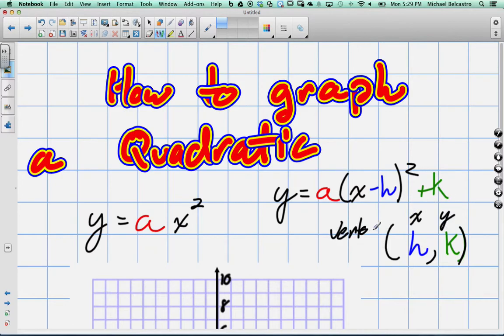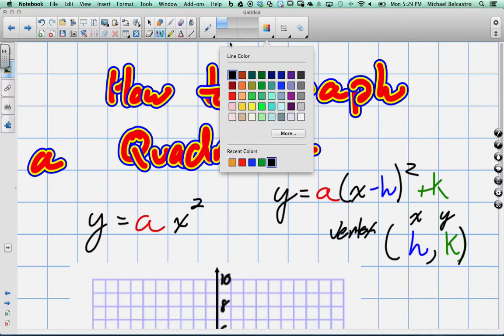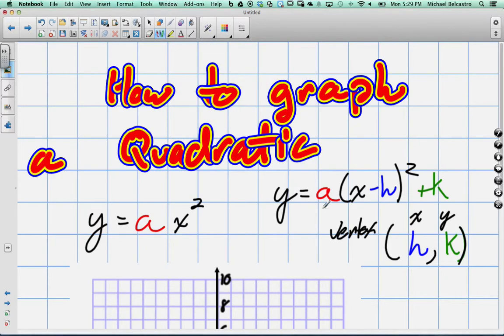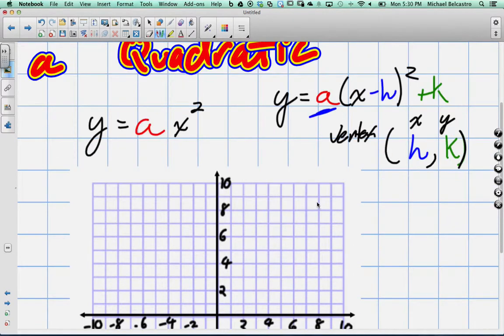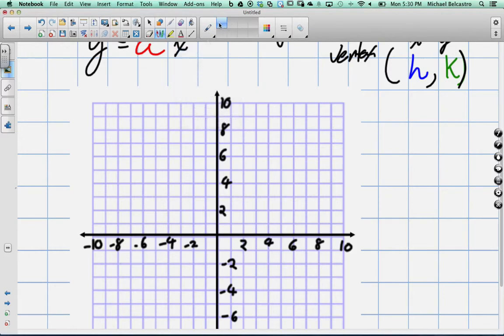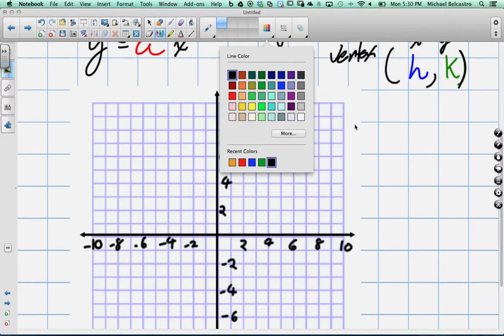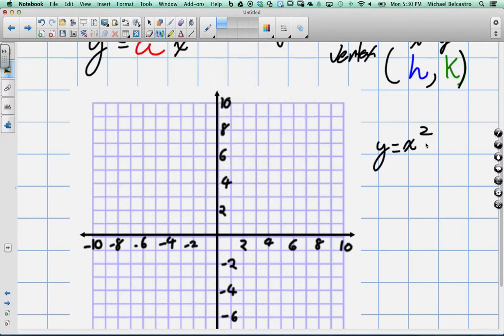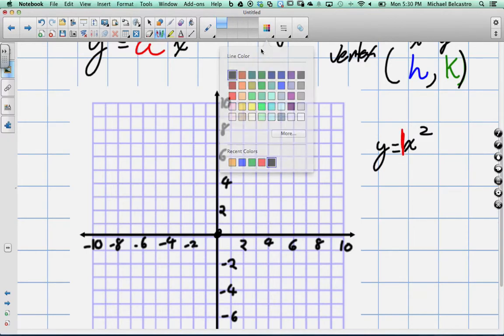But in order to graph the rest of the parabola, the a is extremely important. So let's say I decide to write this function. It says y equals x squared. In this case, h and k are both 0. So that means my vertex is at 0. That also means the a value is technically 1. If there's nothing there, you add a 1.